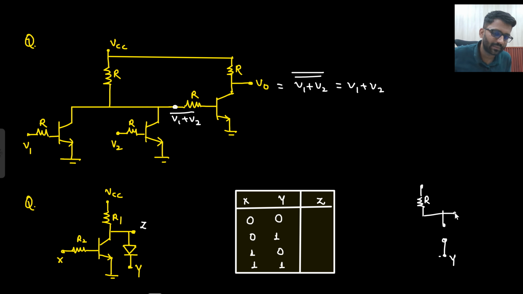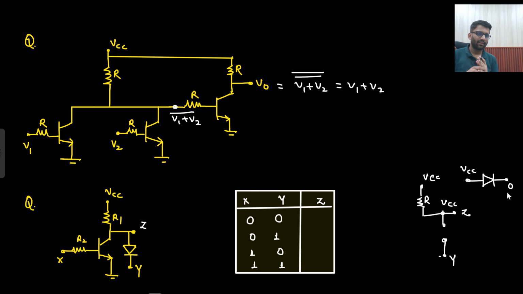This is your Z. Now, if you applied X equals 0, that means this is open circuited. If this is open circuited, then there is no current through this R. VCC will travel here. Now, across the diode, what do you see? Here you are having VCC, and here you are having 0. So what will happen? Diode turns on. Diode is on. At P you are having VCC, and at N you are having 0. If diode turns on, then what will happen? This 0 will travel upward, Z will be 0.